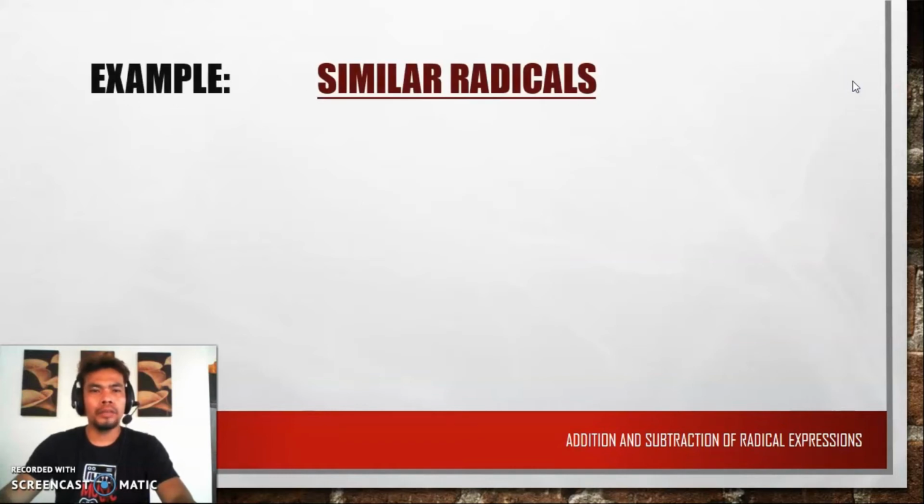For example, we have here square root of 2 and 3 square root of 2. Now this is an example of similar radicals. It is because they have the same index, which is equal to 2. Take note that if there is no visible index, it is understood that the index is 2. Then they also have the same radicand, which is equal to 2.